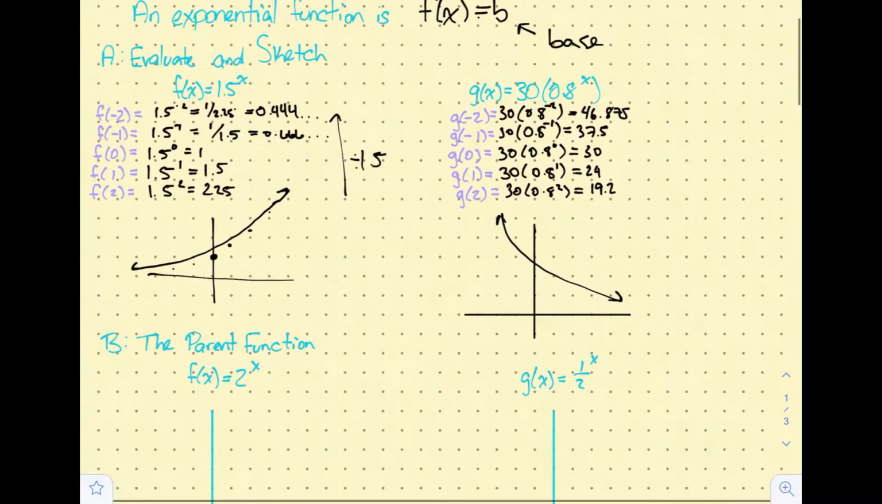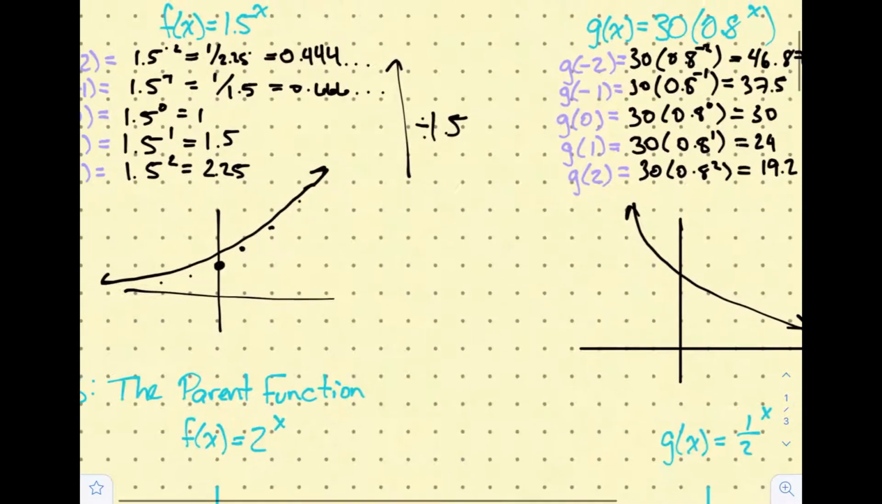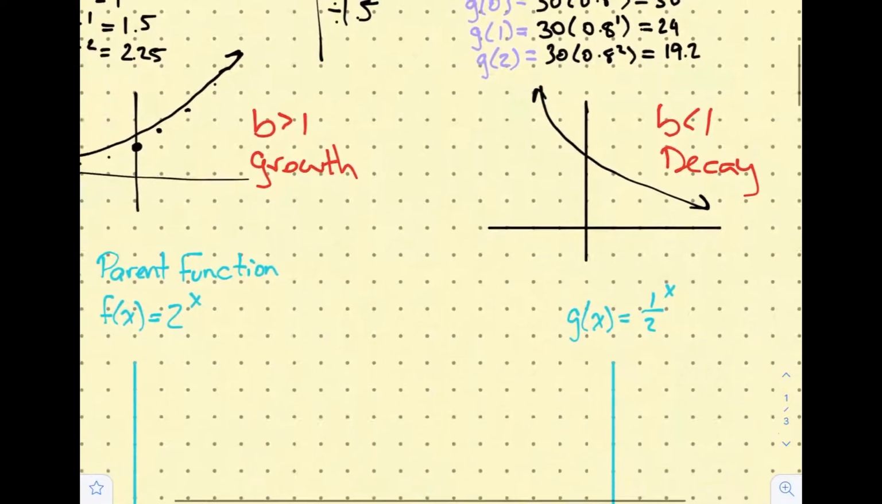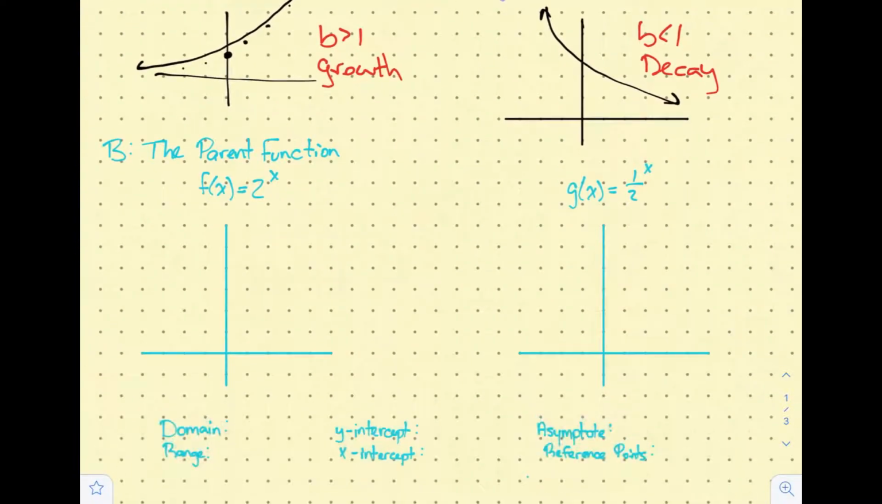So now we can see we have our two flavors of exponential functions. If our base is greater than 1, we have what's called exponential growth. If our base is less than 1, we have what's called exponential decay. Because we have multiple varieties of exponential functions, there's no one singular parent function.